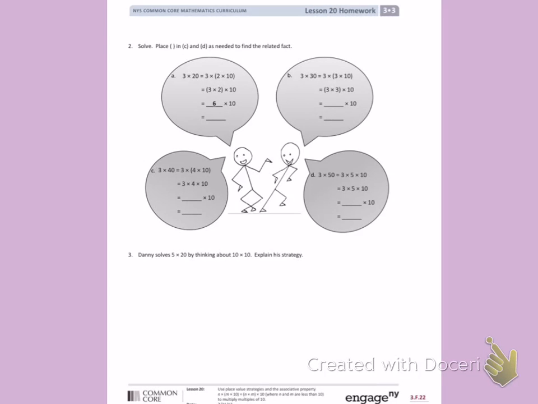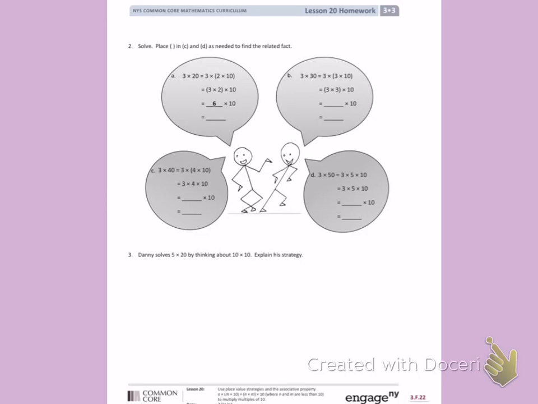This is Module 3, Lesson 20, on the back. Number 2, solve. Place parentheses in C and D as needed to find the related fact. Letter A. I see they have 3 times 20 equals 3 times 2 times 10.